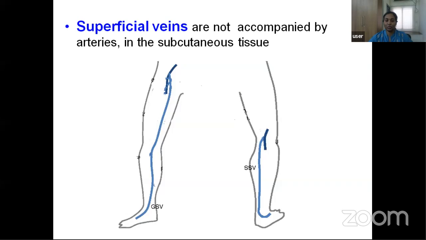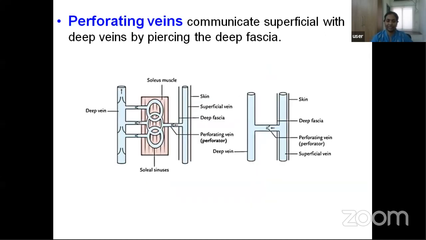So when we see the superficial veins, as we are mentioning, there are two types. One is the great saphenous and one is the small saphenous. The great saphenous runs on the medial side. The small saphenous vein runs on the lateral and posterior aspect of the leg region. But if you see the great saphenous vein, it's present throughout the lower limb, extends up to the thigh and ends in the thigh. So these are the superficial and deep veins.